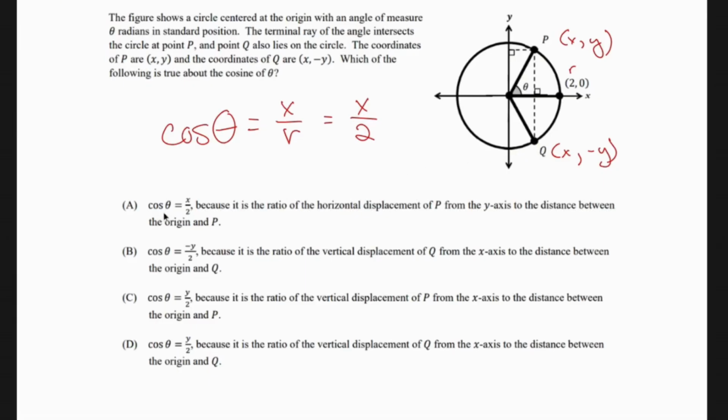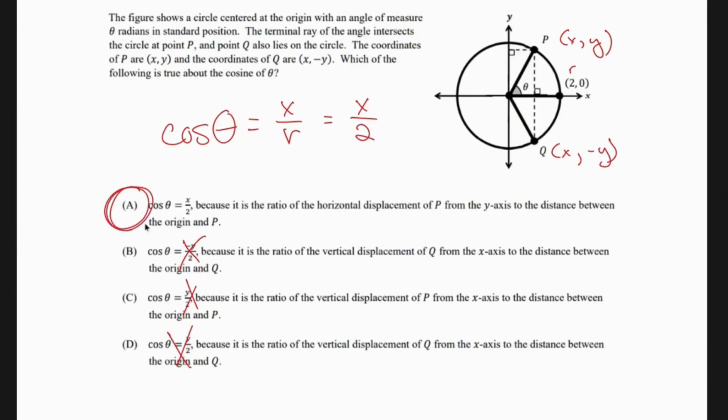Cosine theta is x over 2, which is correct because it is the ratio of the horizontal displacement of P from the y-axis to the distance between the origin and P, which is correct because you're moving left or right, then you're moving up. So it's the ratio, okay. Cosine is not that, so you're not correct. Cosine theta is y over 2? No.